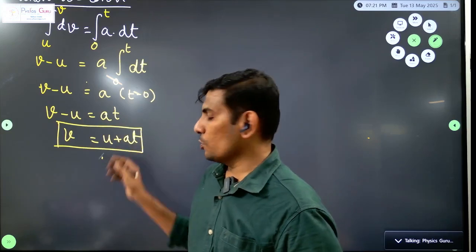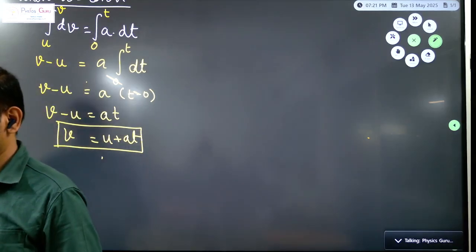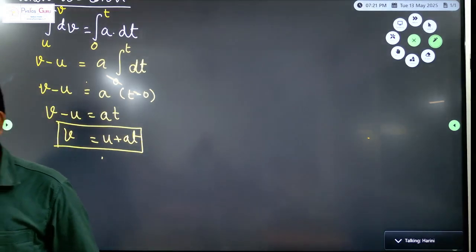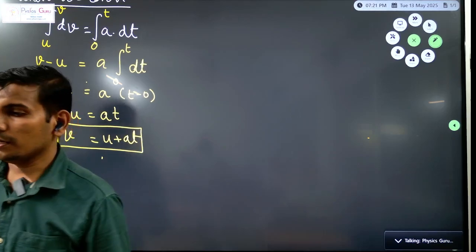For this equation to be true, there is one condition. What's the condition? Very good. Acceleration should be constant.